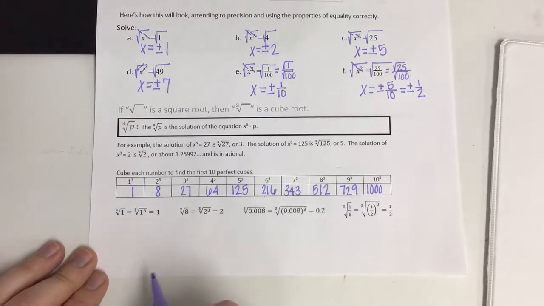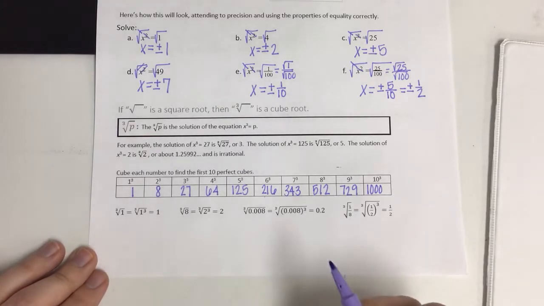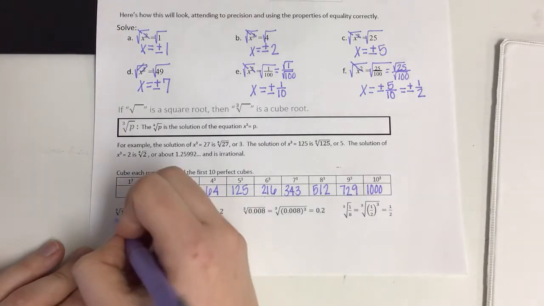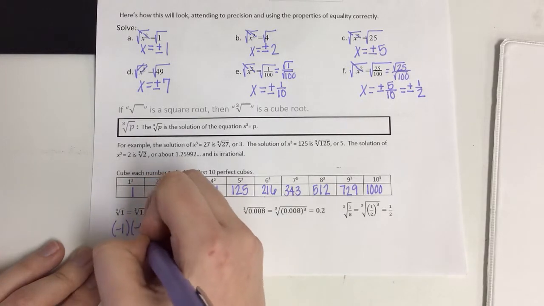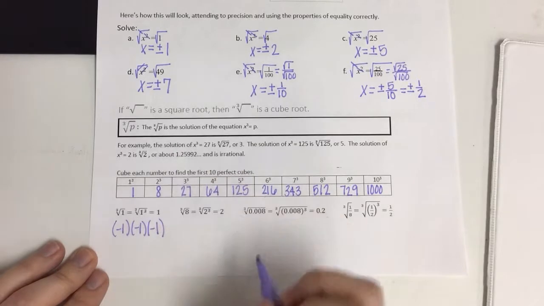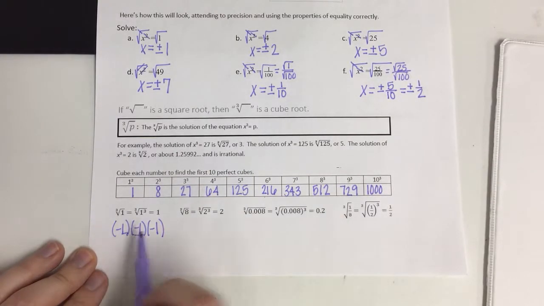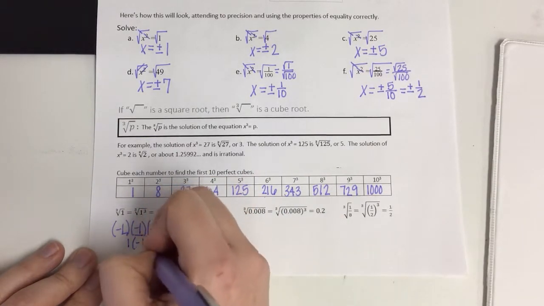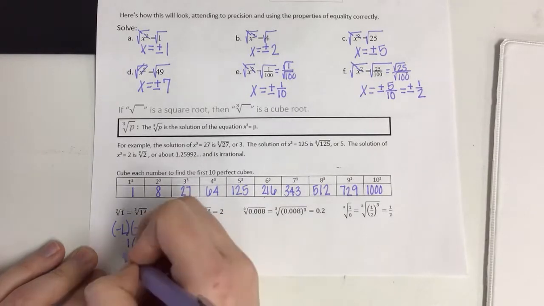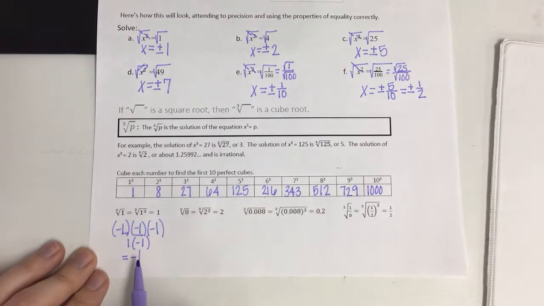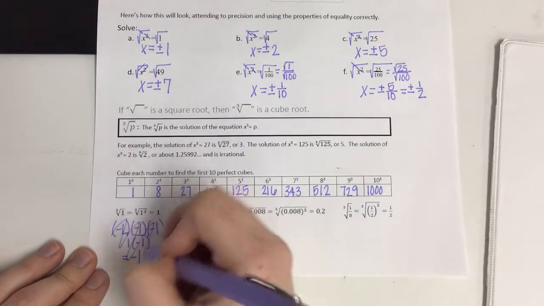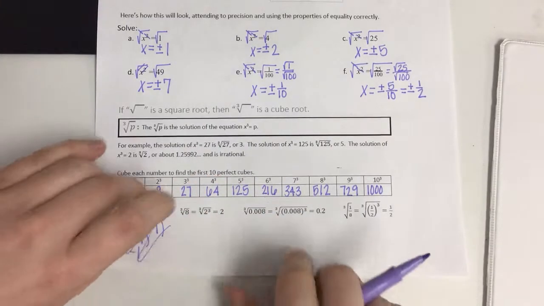Something I want you to notice, though, is that none of these answers are both positive and negative. Let's think about that for a second. If I were to do negative 1 times negative 1 times negative 1, negative 1 times negative 1 is a positive 1, but I still have to multiply it by another negative 1. So that would give me negative 1 as an answer. Well, I asked for the cube root of positive 1. If I cube negative 1, I get negative 1 as an answer. So cube roots always have positive answers.